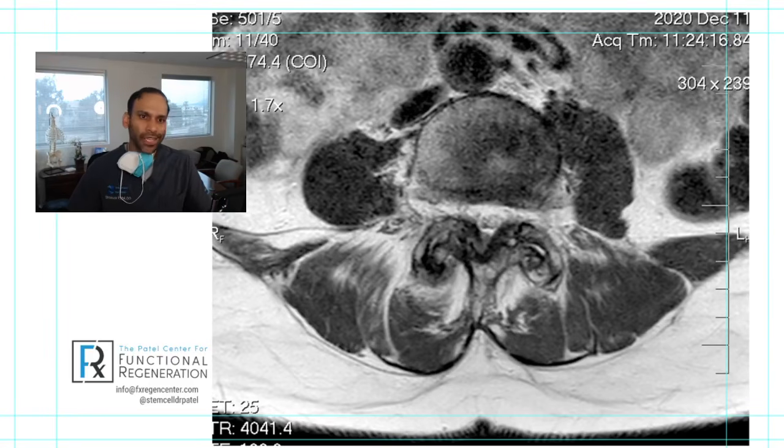But I kind of got sidetracked here. We weren't supposed to talk about treatments. We were just supposed to look at MRIs here. Well, I hope this was helpful for you.